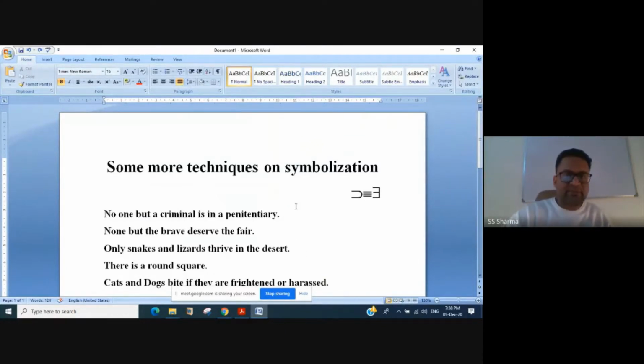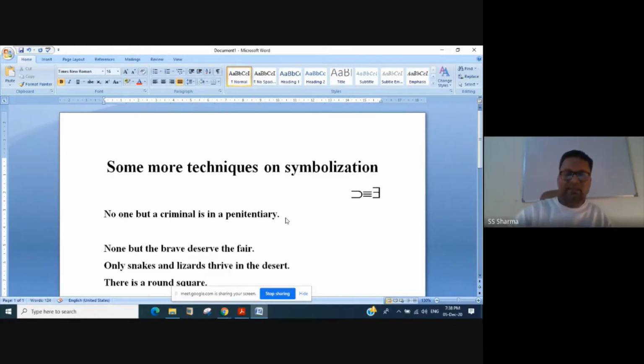So these are certain techniques which we will be using, and I have taken around 15 examples from different types of books which are available, and we will try to understand how we need to symbolize them. Now, the first question says that no one but a criminal is in penitentiary. Penitentiary is a word used for jail or cells, right? In the US, this terminology is very much used, that somebody is in penitentiary.